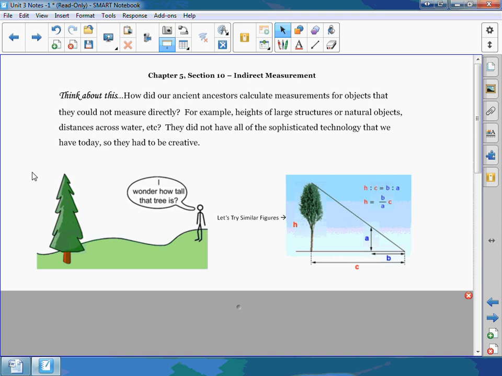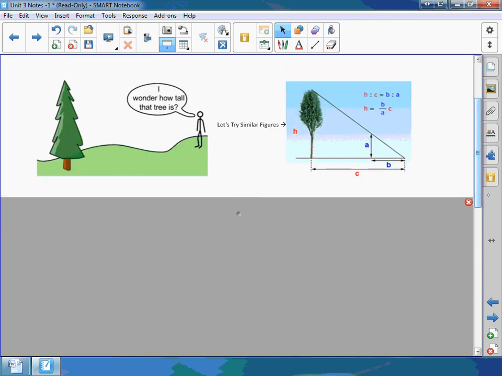Okay, now it mentioned up above how we don't have all the sophisticated technology, or they didn't. We do now. We have crazy amounts of technology that we could use to estimate this, okay? But they didn't always have this, or maybe you don't have it at your fingertips, and we have to be creative in how we solve certain things.